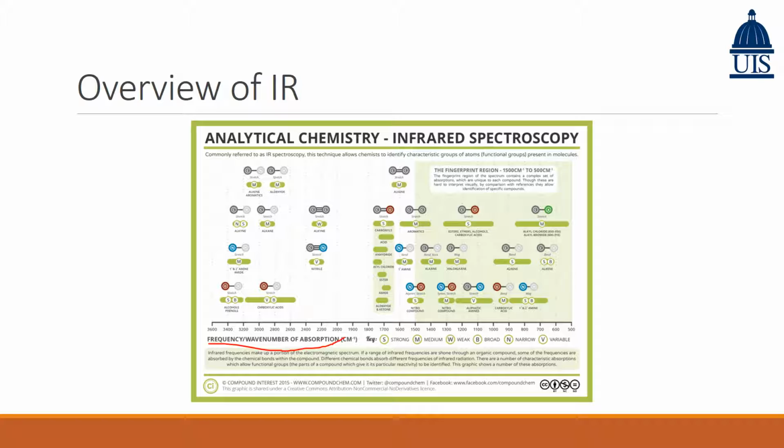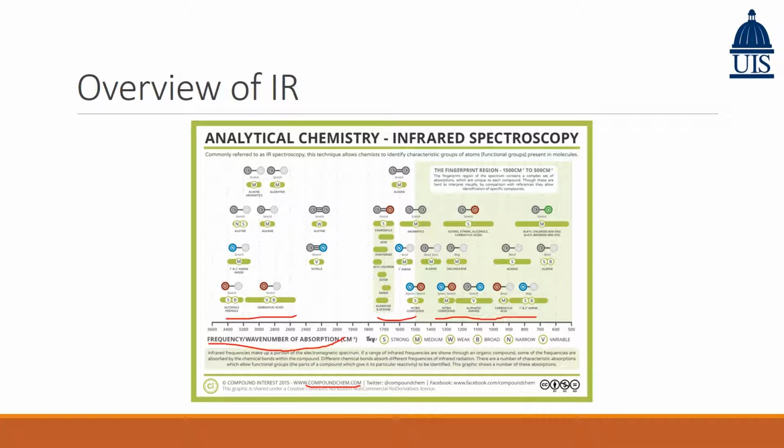This is a great visualization. This is from compoundchem.com, search IR. It's right in there. It's terrific. And this basically tells you where you can expect different functional groups to be present based on where they turn up in your IR.